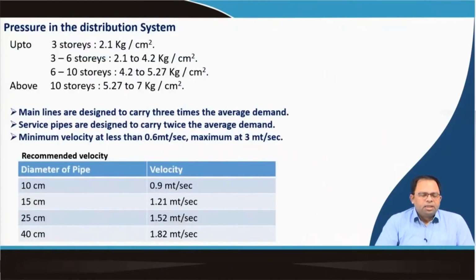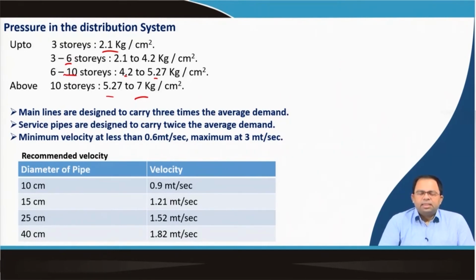So, what kind of pressure is there in the distribution system? Up till 3 stories, 2.1 kg per centimeter square of pressure is required. If we want it to reach up till 6 stories, then we go for 2.1 to 4.2 kg per centimeter square, 6 to 10 stories 4.2 to 5.27 kg per centimeter square, and even above 10 stories it's more than 5.2, or 5.2 to 7 kg per centimeter square. So this is the kind of pressure that we require in the distribution system if you want to reach that kind of height.